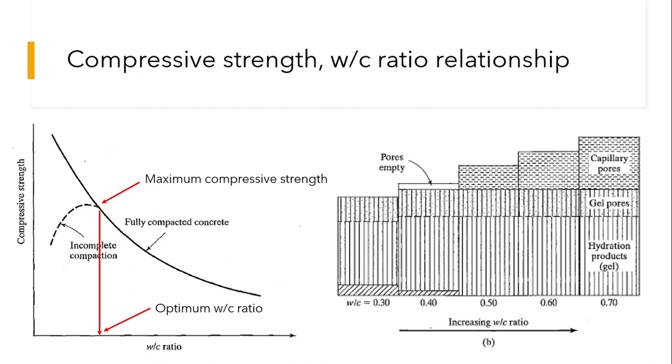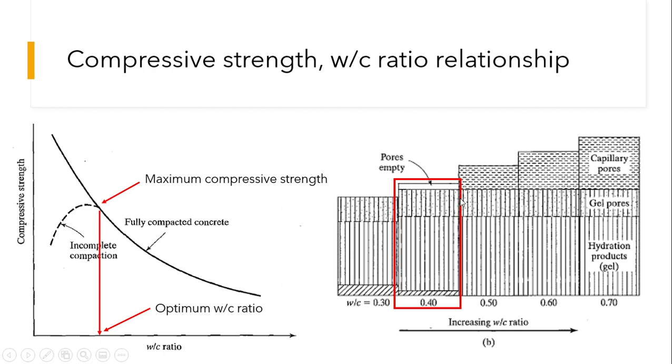If we increase the water cement ratio, like 0.35 to 0.45, in this region you can see that the pores are empty and the hydration products or gel fully occupy the space. The hydration reaction becomes complete within this water cement ratio.